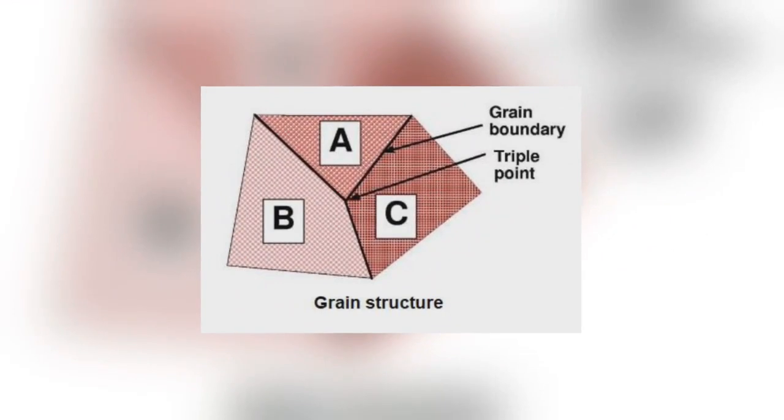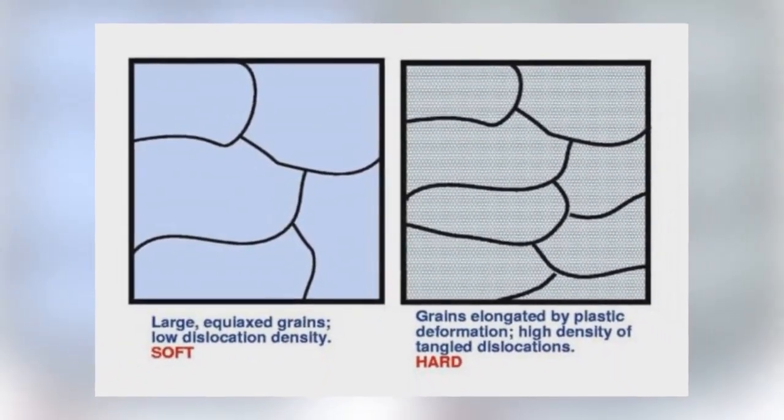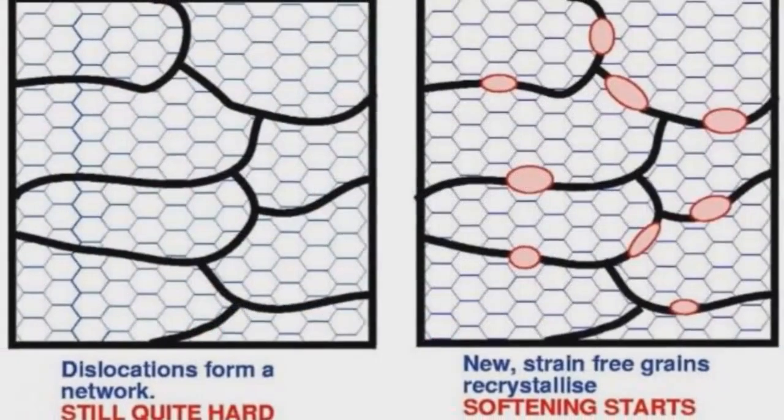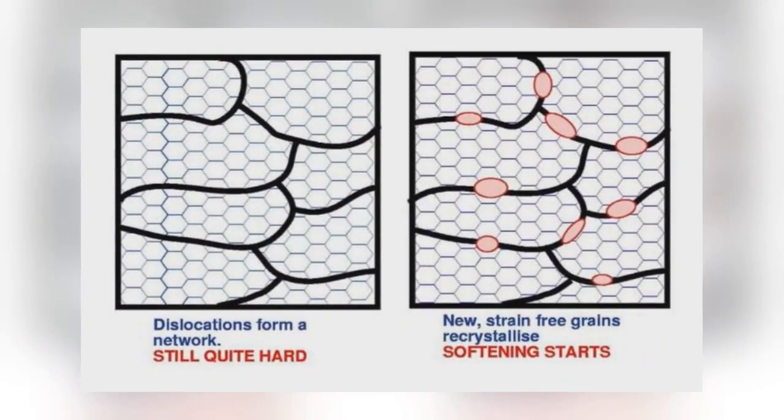A fully annealed aluminium slab shows uniform grain sizes. Work hardening increases dislocation density, making it harder to deform the material further. At elevated temperatures, dislocation networks form, leading to softening through recovery and eventually through recrystallization, which reduces dislocation density.